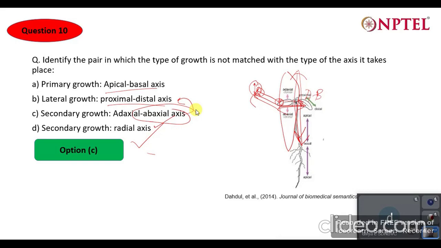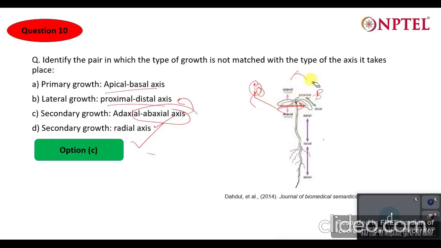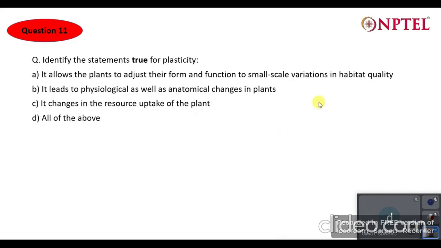This can be well understood with this diagram. So this is the apical basal axis that increases the length of the plant. This is the proximal distal axis, the branching or the leaf production, and this is the adaxial abaxial axis, that is the upper part of the leaf or lower part of the leaf. And one thing is missing here, that is the radial axis that increases the diameter of the plant. So now comes question 11.